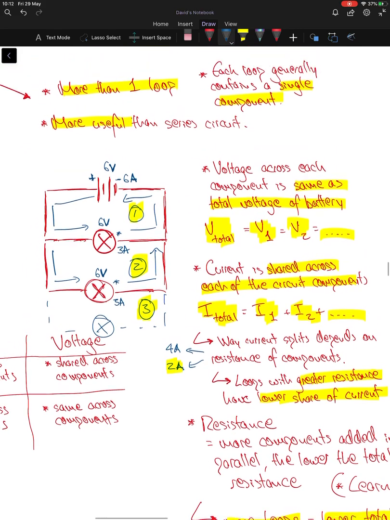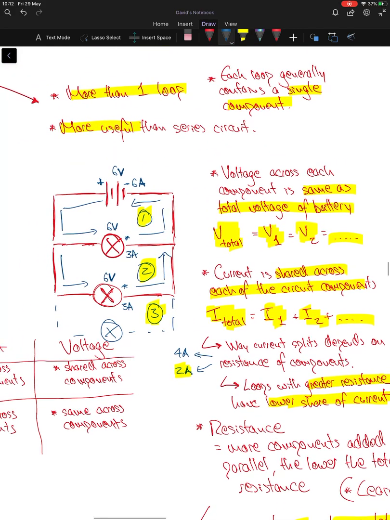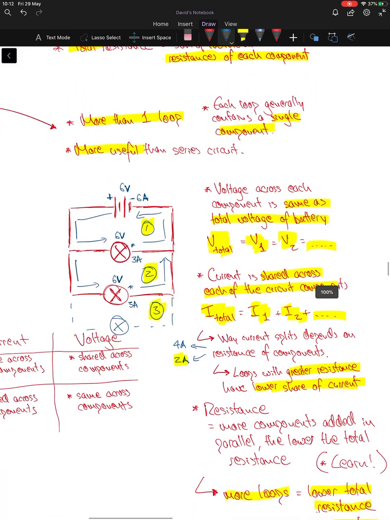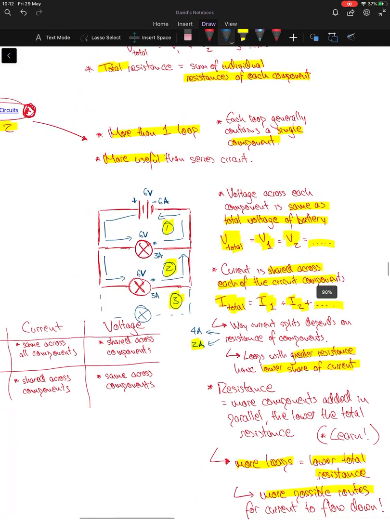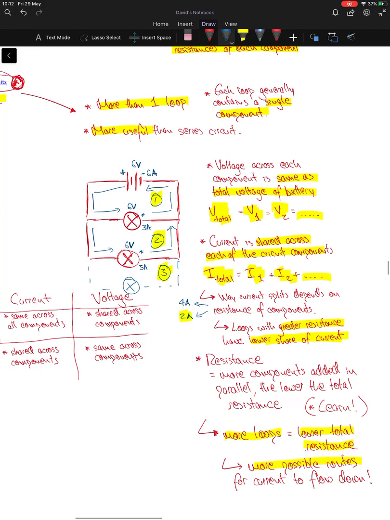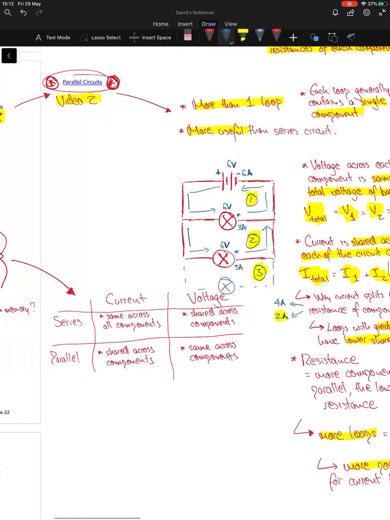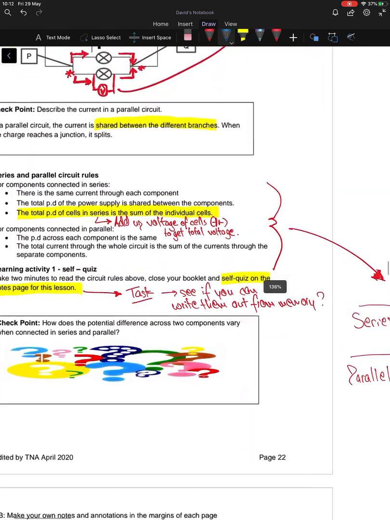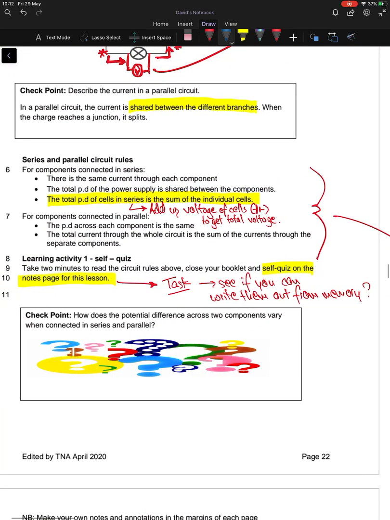So those are the key aspects of a parallel circuit. So I'll just zoom out a little bit and pause the screen for you there for a moment if you want to add any of that to notes that you've already made. Right, if you've paused the screen, done that, great, brilliant. We'll now move back to looking at some of the rules.